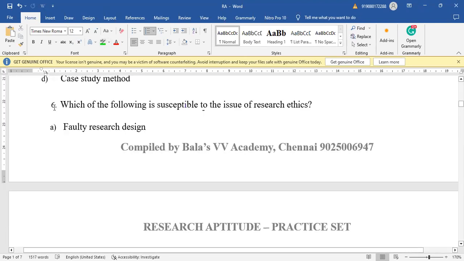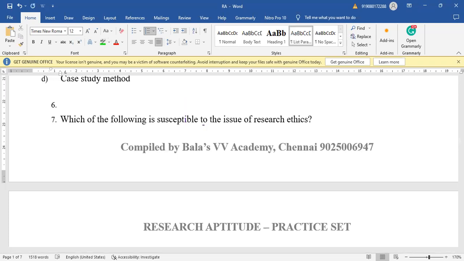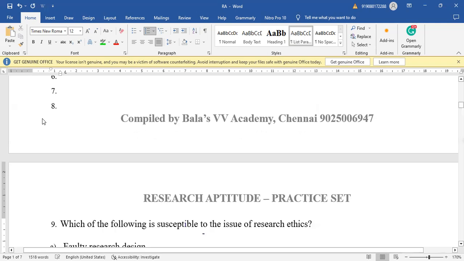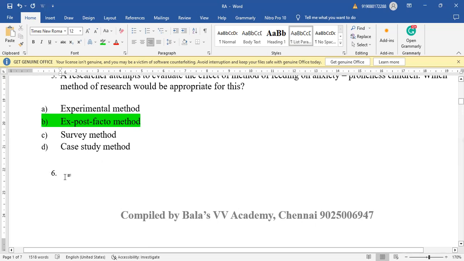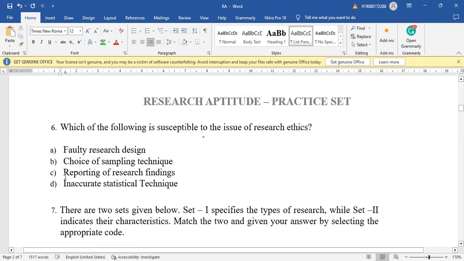Which of the following is susceptible to the issue of research ethics? Reporting of research findings, sir. Okay, any difference of opinion? Inaccurate statistical techniques, sir.